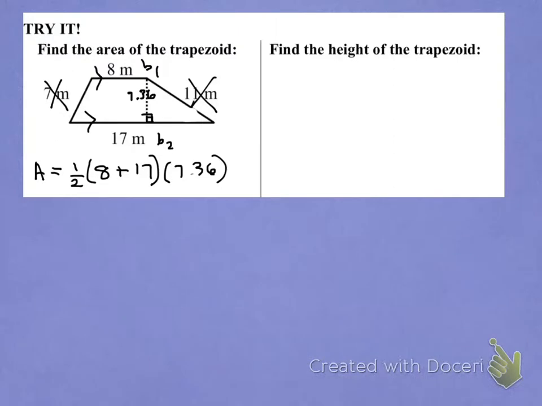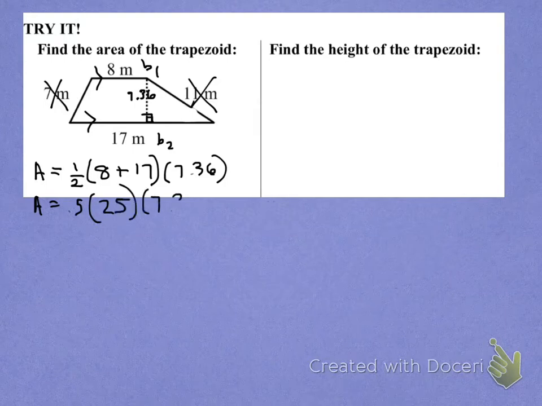Let's simplify a few steps here. So we have 0.5 times 25 times 7.36. At this point you can plug it into your calculator. I think you're going to get 92. What are we dealing with here? Meters, and it's area, so it's going to be 92 meters squared.